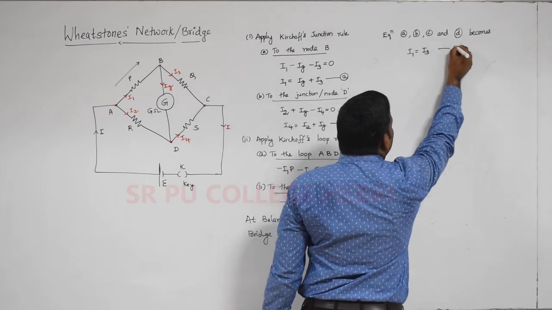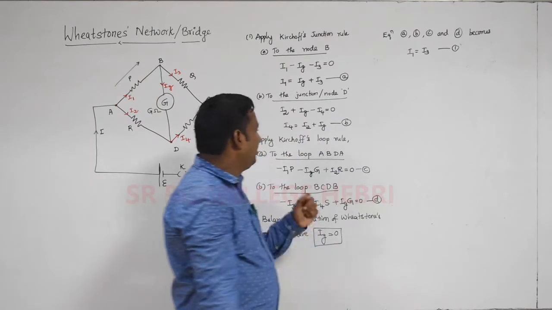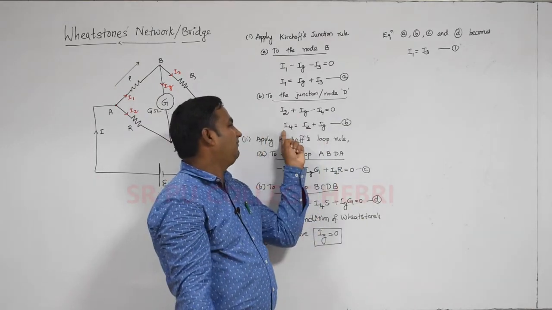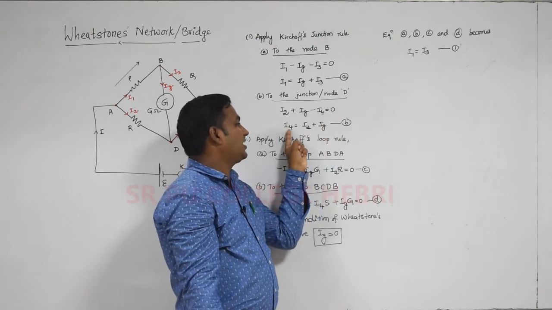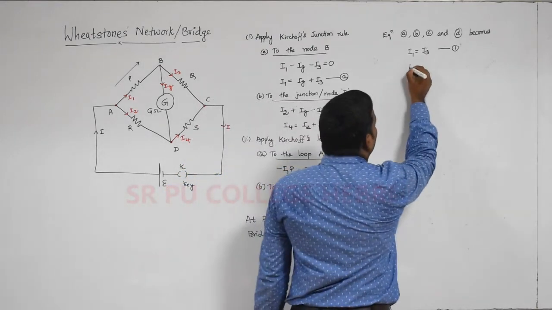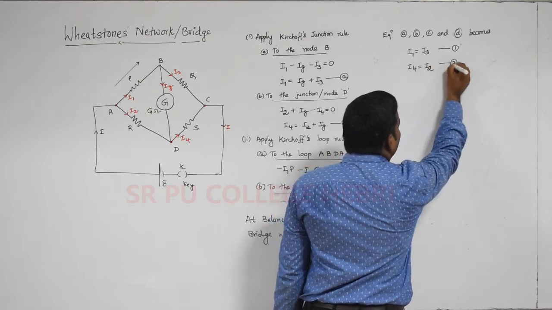I call it equation 1: I1 is equal to I3. Similarly, in equation B, I4 is equal to I2 plus Ig, where Ig is equal to 0. The equation becomes I4 is equal to I2. I name this as equation 2.